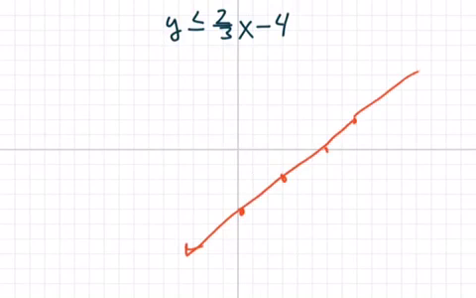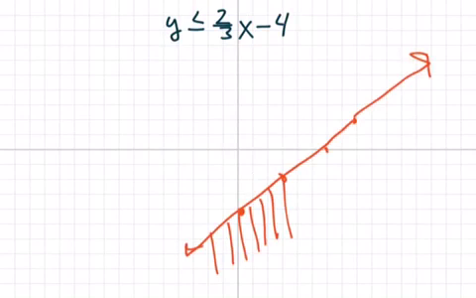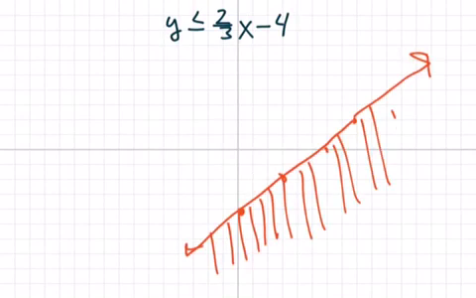Solid boundary line, and less than, which means to shade below the boundary line. So we're shading down here, and any place that is shaded makes the inequality true.